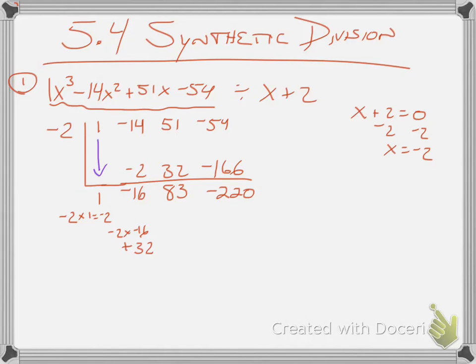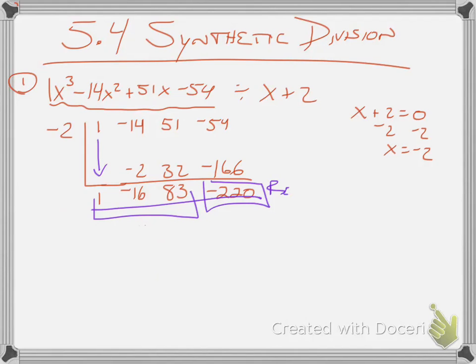So all this is multiplying and combining. You're not going to have to show these steps here. I was just showing you how I'm getting these numbers in that line. And once you're left, let me erase these. What you have left down here, these are your coefficients to your new polynomial, and this last one is your remainder.